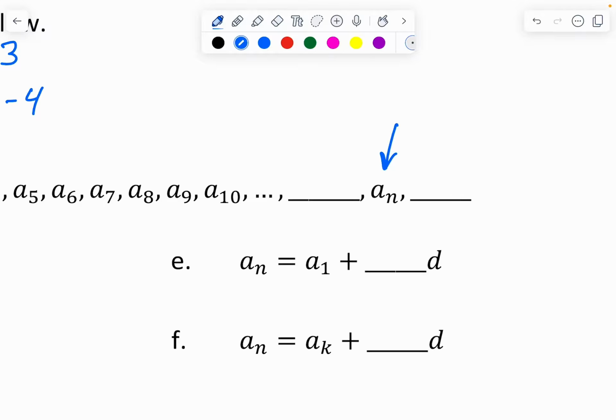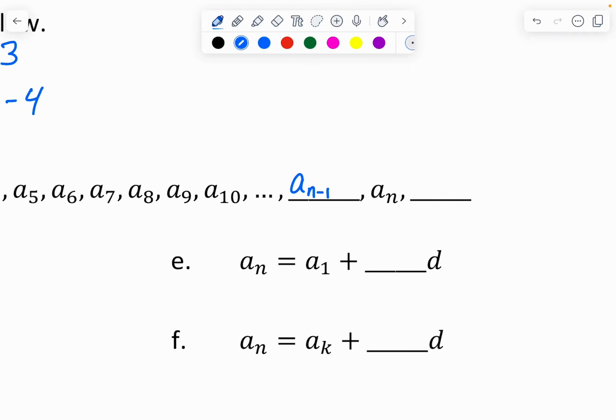But the term that came right before it, well, okay, let's try this. What term comes right before the 10th term? Well, the 9th term. What term comes right before the 8th term? Well, the 7th term. So what comes right before the nth term? That's the a sub n minus 1. It's the n minus 1th term. I think that's kind of fun to say.